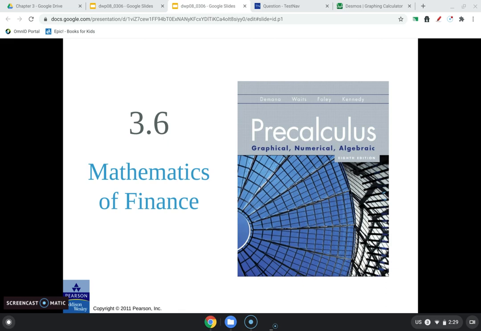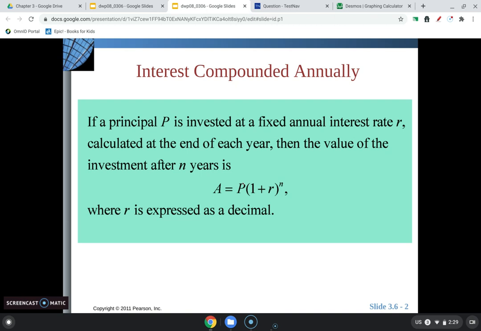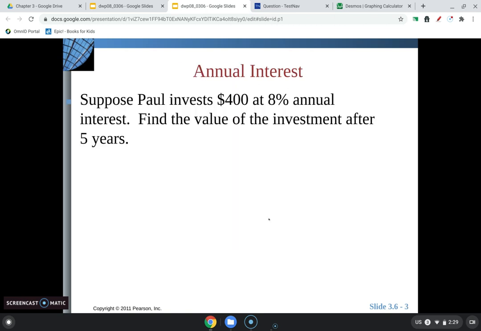This is Algebra Lesson 3.6, using logs in the mathematics of finance. So a whole bunch of formulas on here. I encourage you to follow along in your online book to see these. All right, if a principal P is invested at a fixed annual interest rate R, then the value after n years is P times (1 plus R) to the n, where R is expressed as a decimal.